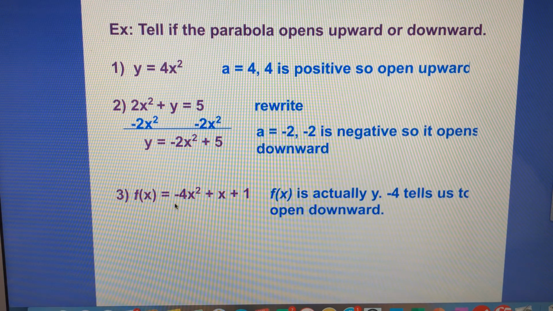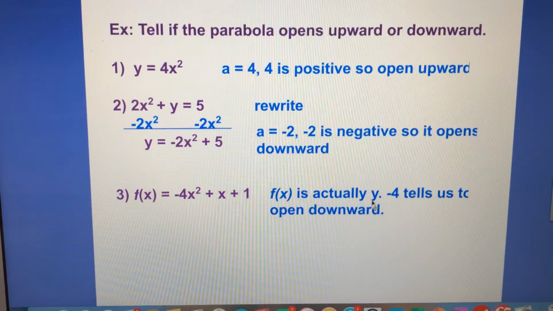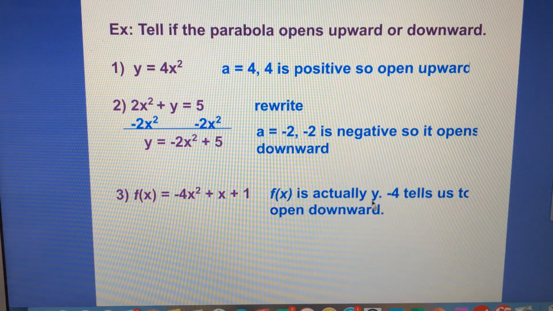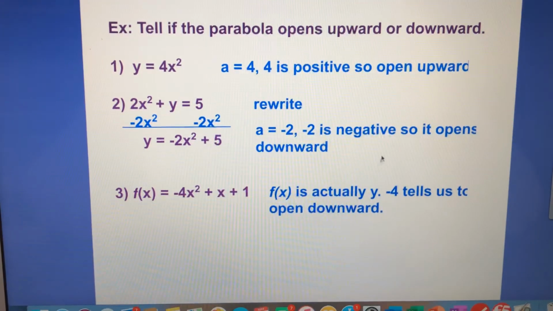Function of x equals negative 4x squared plus x plus 1. You might remember from linears, function of x is actually y. Negative 4 tells us to open downward.